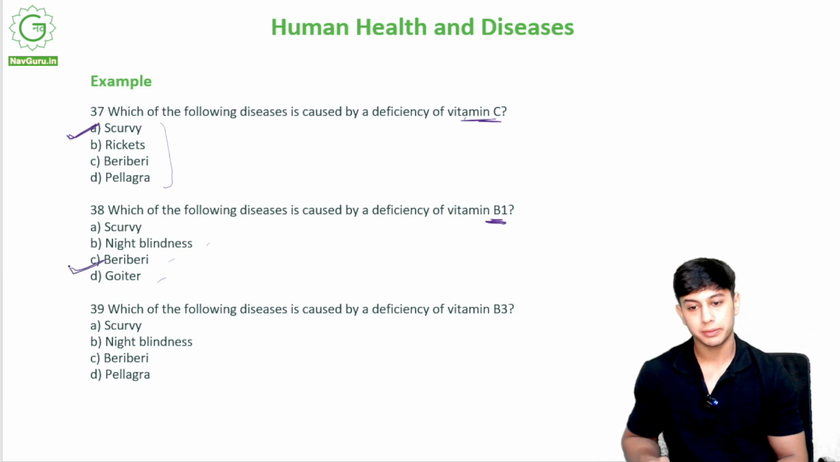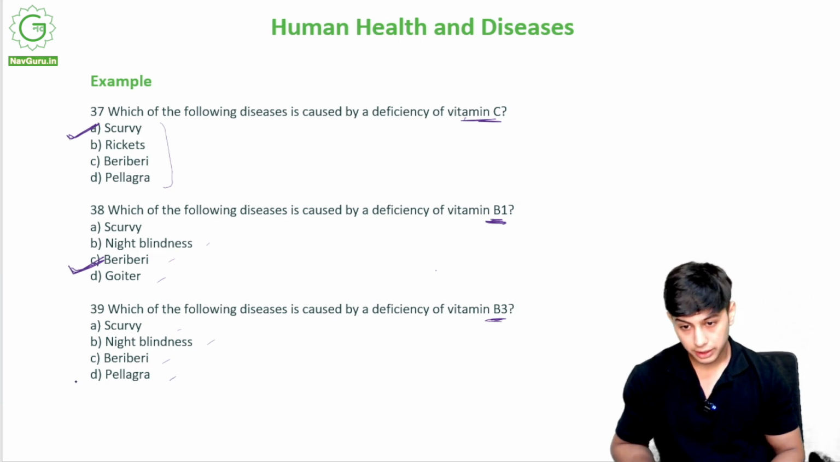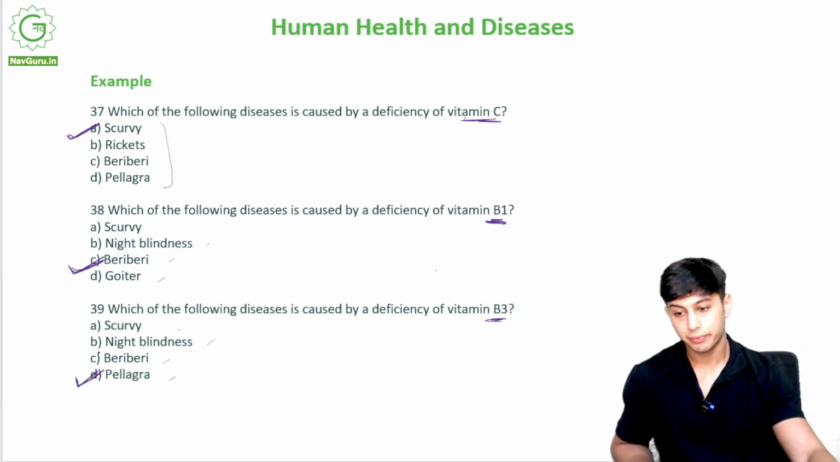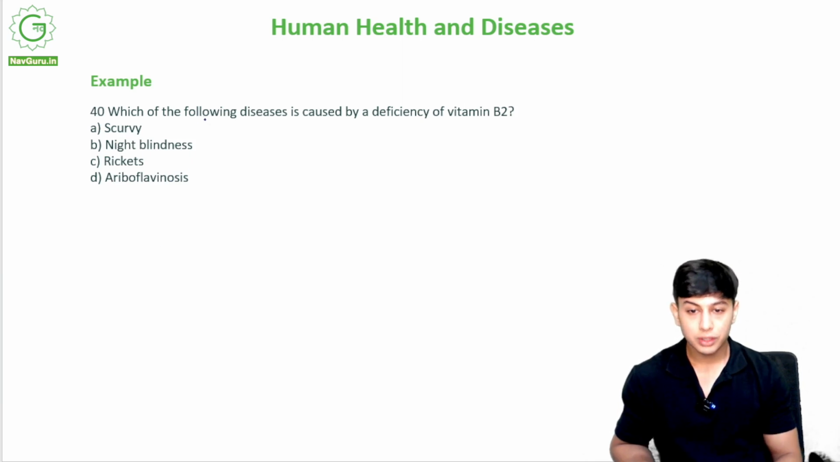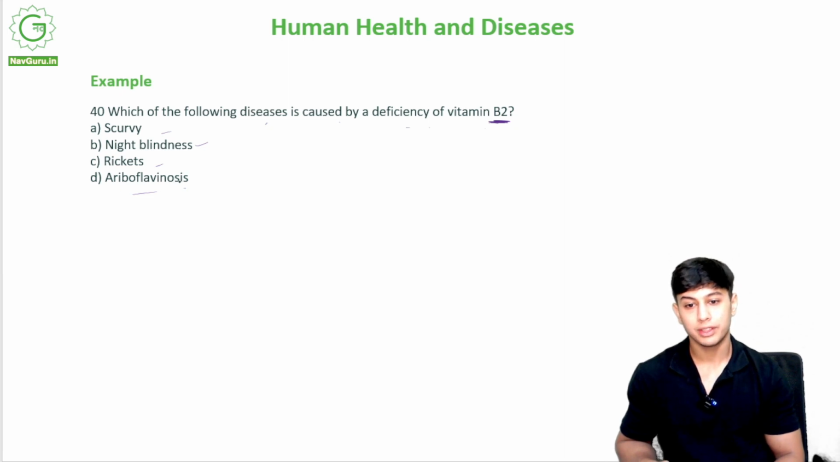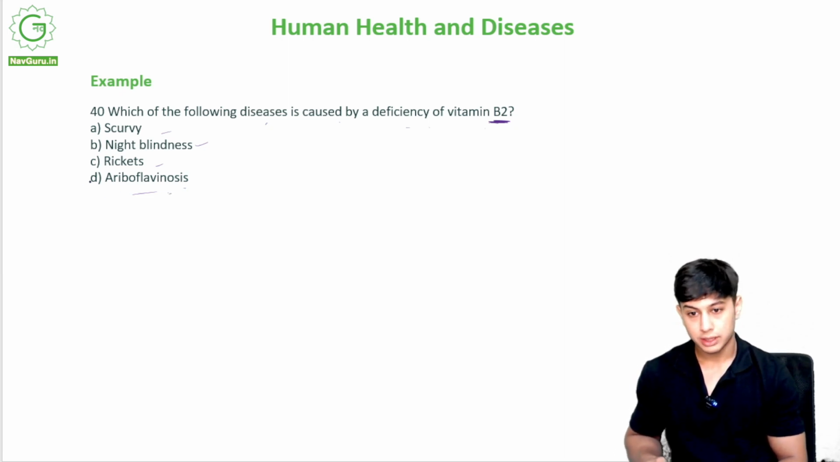Which of the following diseases is caused by a deficiency of vitamin B1? Scurvy, night blindness, beriberi, goiter. It is beriberi. Which is caused by a deficiency of vitamin B3? Scurvy, night blindness, beriberi, pellagra. It is pellagra. Which is caused by a deficiency of vitamin B2? Scurvy, night blindness, rickets, ariboflavinosis. The answer is D, ariboflavinosis.